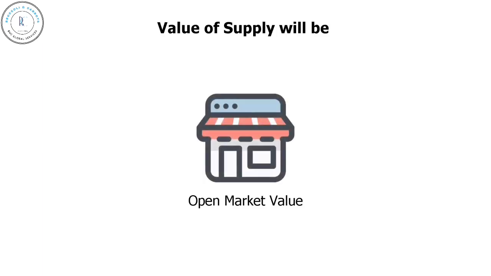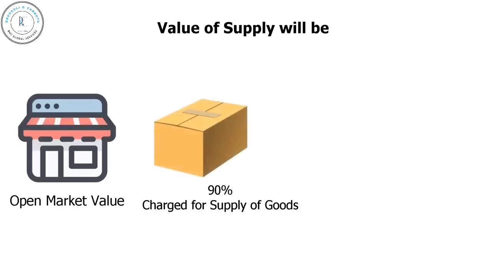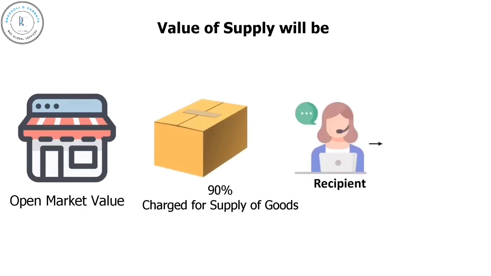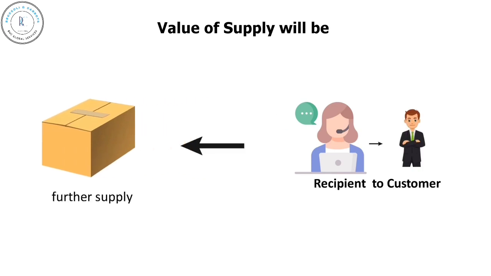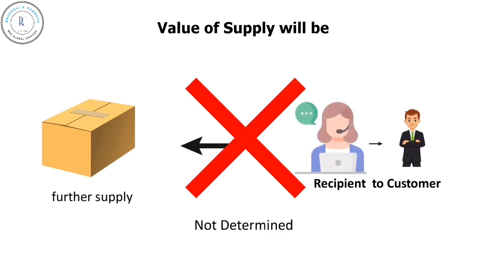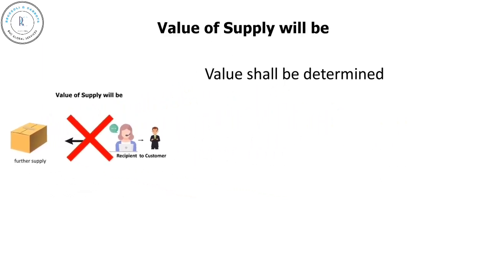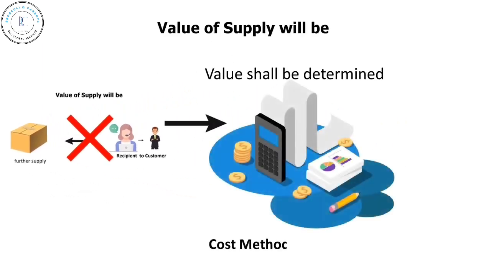Value of supply will be open market value, or 90% of the price charged for the supply of goods of like kind and quality, by the recipient to his customer not being a related person, where goods are intended for further supply by the said recipient. In case it cannot be determined on the basis of the rule above, the value shall be determined on the basis of cost method or residual method.